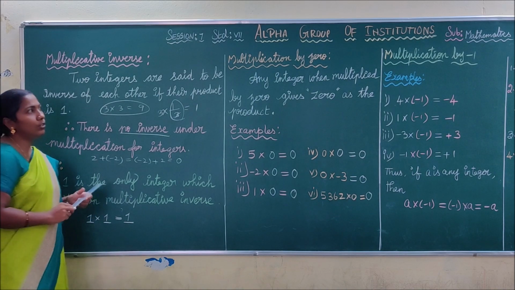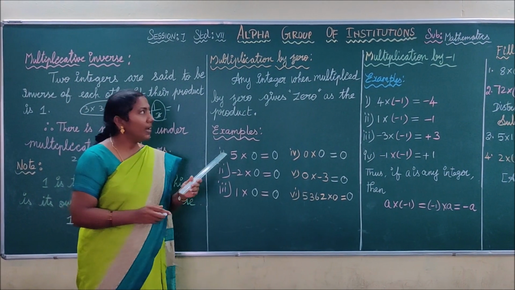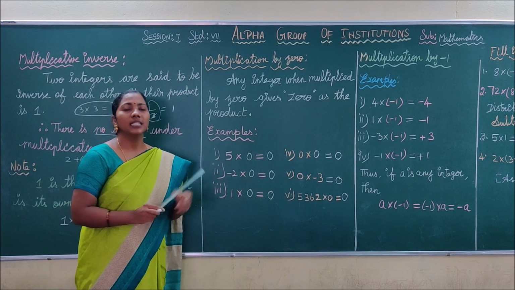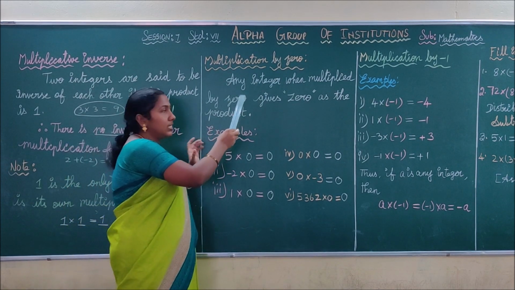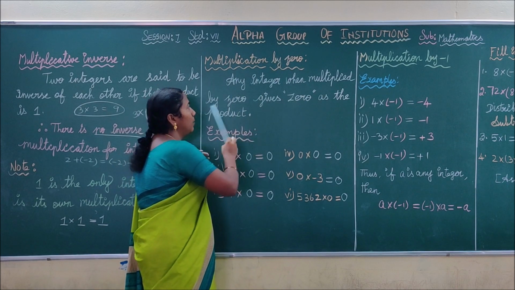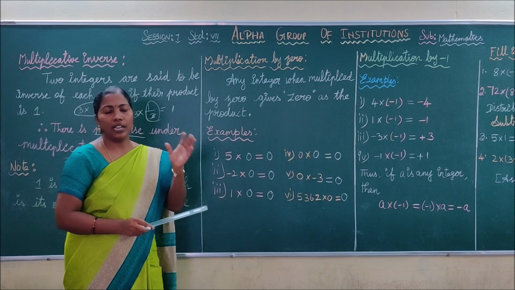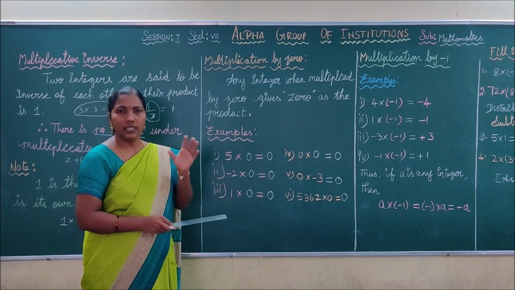Okay. Next, we are going to see a very important one, multiplication by 0. Many times I have taught these children multiplication by 0, but still there are some students who have doubts. What is the definition? See, any integer when multiplied by 0 gives 0 as the product. Any integer or any number, if you multiply it by 0, the result is 0 only.